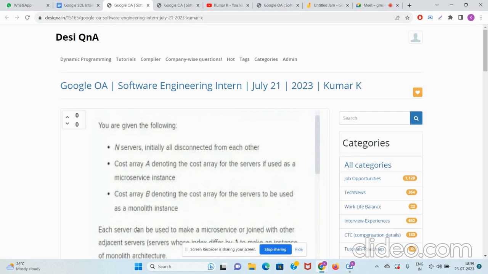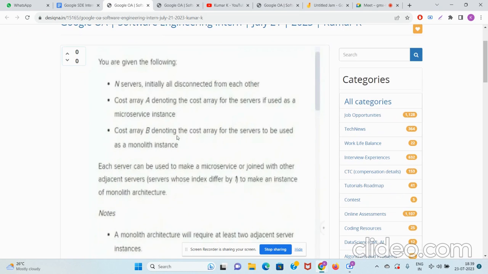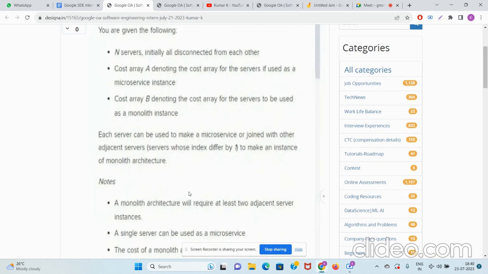Anyways, guys, what is the question saying? You are given the following n servers. Initially, all disconnected from each other. Cost array A denoting the cost array for the servers if used as a microservice instance. Cost array B denoting the cost array of the servers to be used as a monolith instance. Each server can be used to make a microservice or joined with other adjacent servers. Servers whose index differ by one make an instance of monolith architecture.